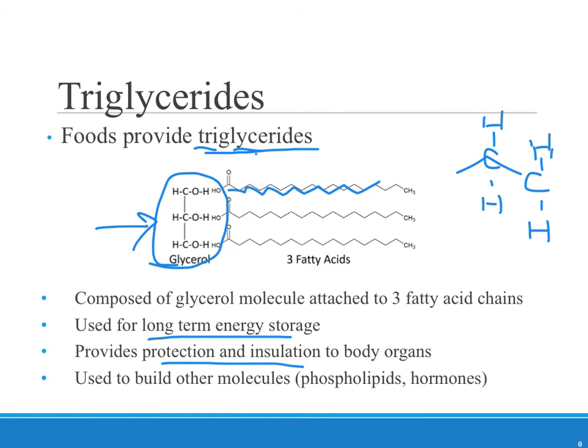So the back of your eyes have a fatty layer to provide some protection there against the eyeballs kind of bouncing around in the hard socket of your skull. And lipids, or triglycerides, are used to build other important molecules like the phospholipids that are found in your cell membrane, or many of your hormones.